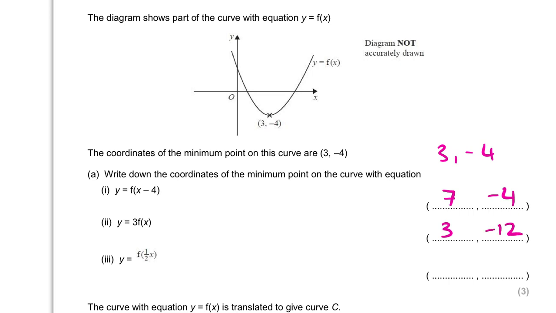Easy. Inside or outside the bracket? Who does it affect? X. What do we do? The opposite, so we double it. 3 doubled is 6, and our y stays the same. Look how easy those 3 marks are. Nice and easy. This is another topic on the assessment you can do.